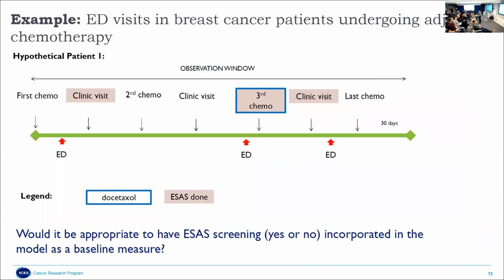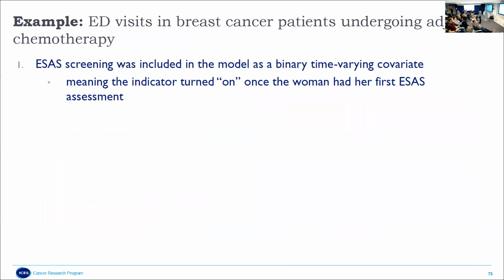Okay. So going back to this example, the first thing we did is we first treated ESAS as binary. And what do I mean by that? Is it's not going to be a fixed binary covariate. So the answer to that is no.